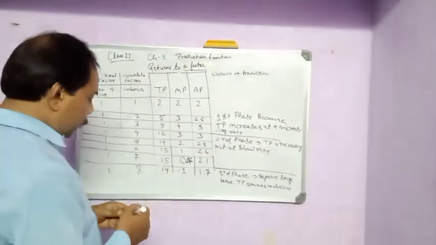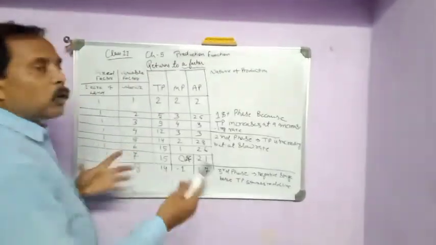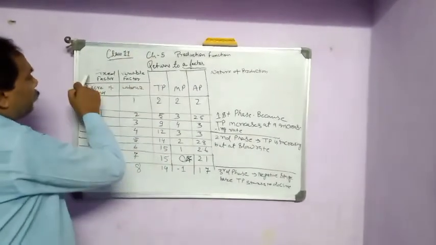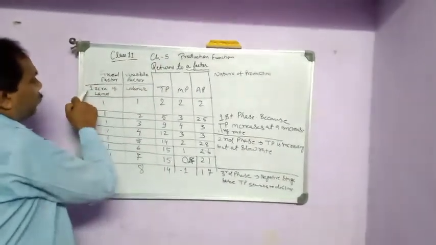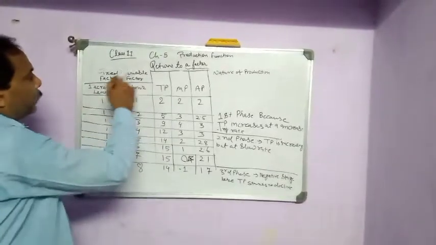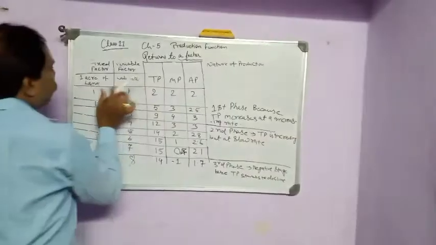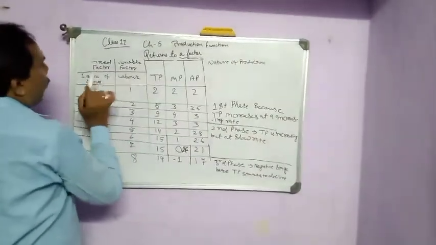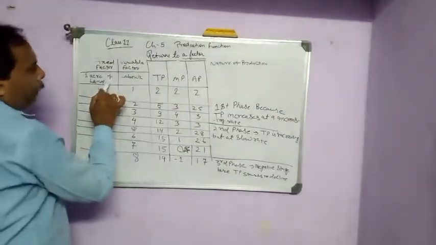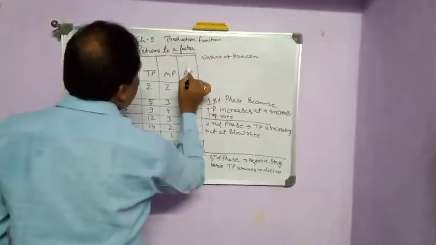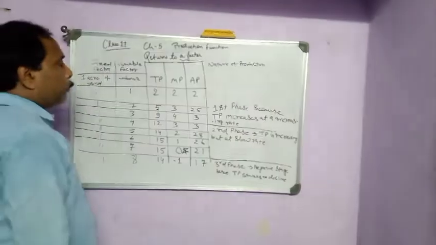So once again I want to recapitulate it. Here we have taken the fixed factor, that is 1 acre of land. Next we have taken the variable factor, that is the labor, and when we apply labor and the fixed factor land, what will be the effect on total production, marginal production and average production.